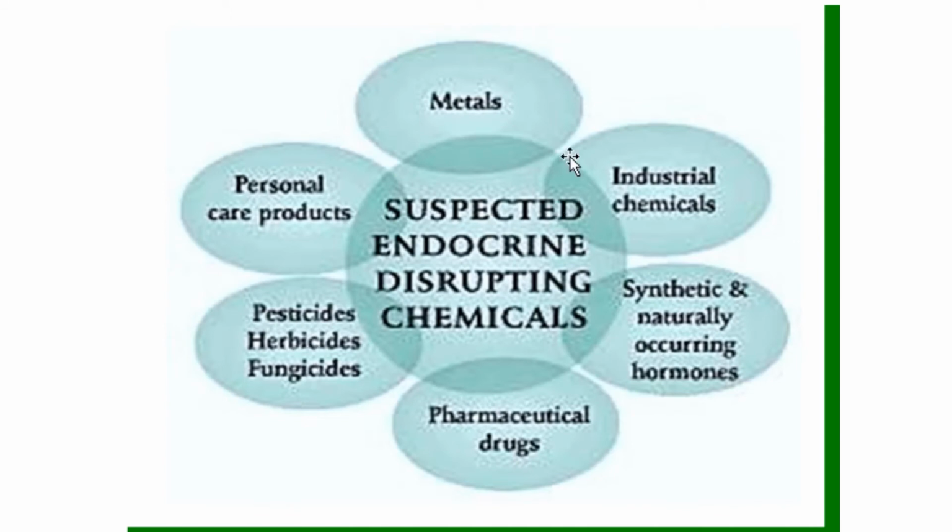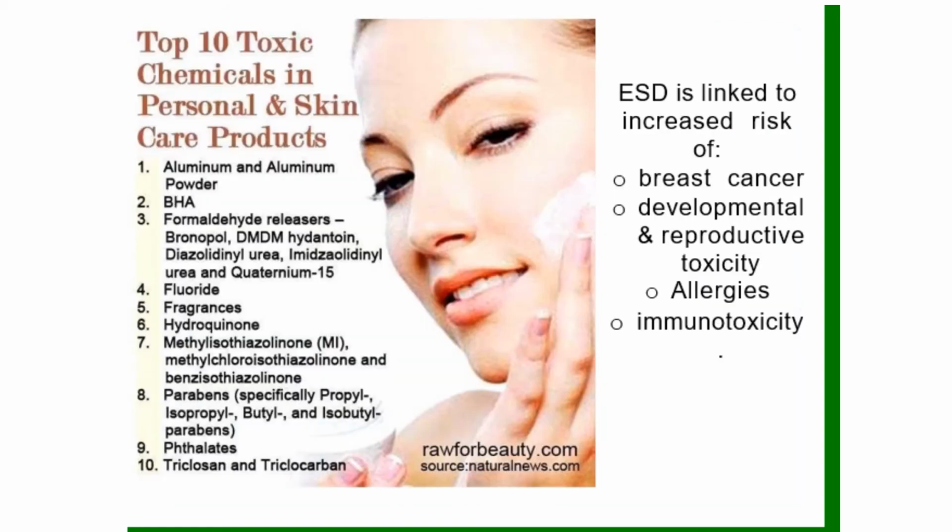Now, there are so many suspected EDCs or endocrine disrupting chemicals. We have industrial chemicals, we have synthetic and naturally occurring hormones. So these are the contraceptive pills. The best example of these hormones is estrogen. Pharmaceutical drugs, we also have pesticides, herbicides, and fungicides. Personal care products, like shampoo, cosmetics, feminine wash, etc. And we also have metals.